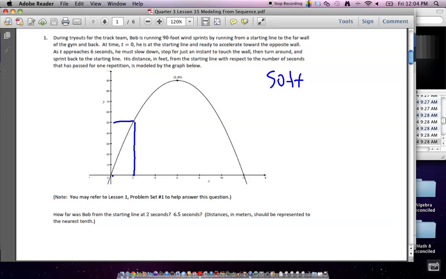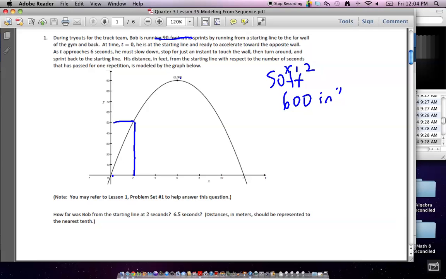39.37. So here's what we're going to do, ready? 50 feet, I have to multiply that by 12, that gives me, what, 600 inches? Right? You with me on that? I'm pretty sure that is meters. But it says 90-foot wind sprints, and that's a 90, so that has to be feet. And then it says feet on the left. Yeah. So it has to be feet.